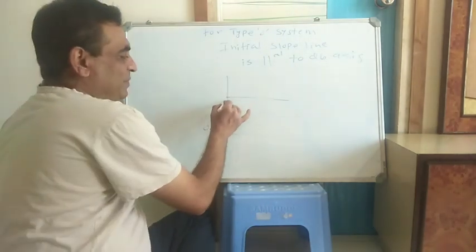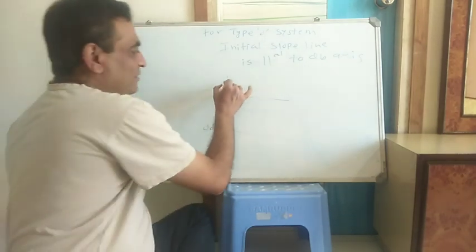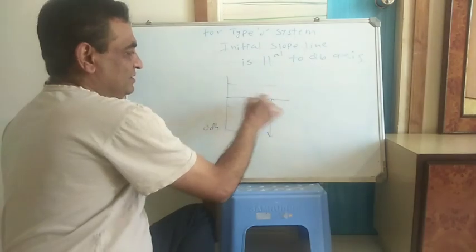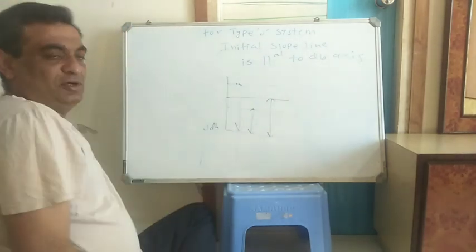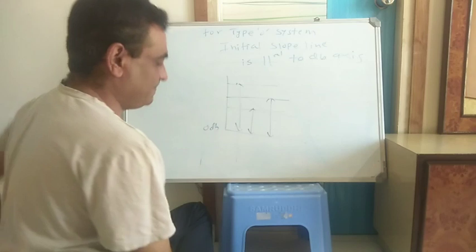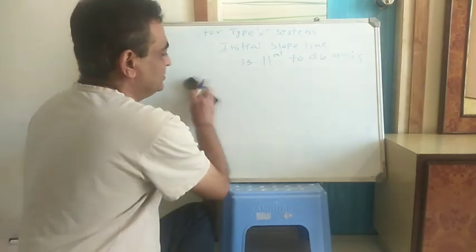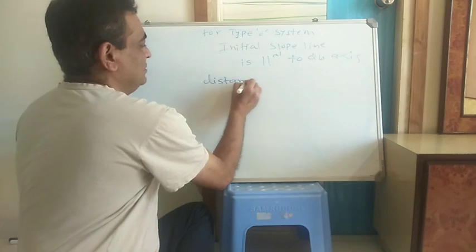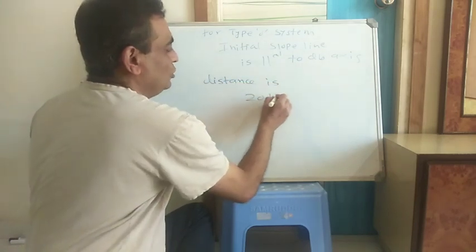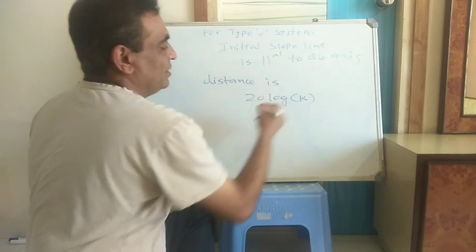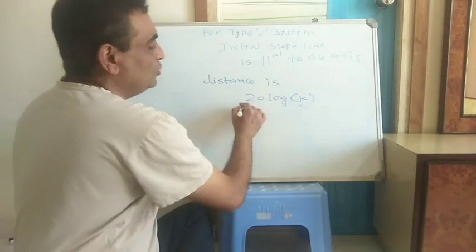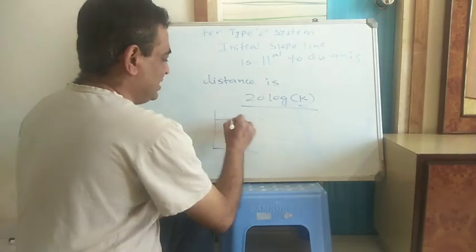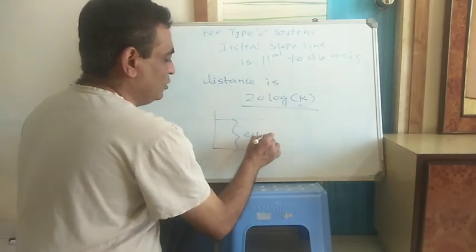It can be parallel from this point also, or from this point also. So what should it be? If I know this distance, then I can draw that line. So what about that distance? That distance is 20 log of k. We know the value of k. If you take 20 log of k, then this distance is 20 log k.